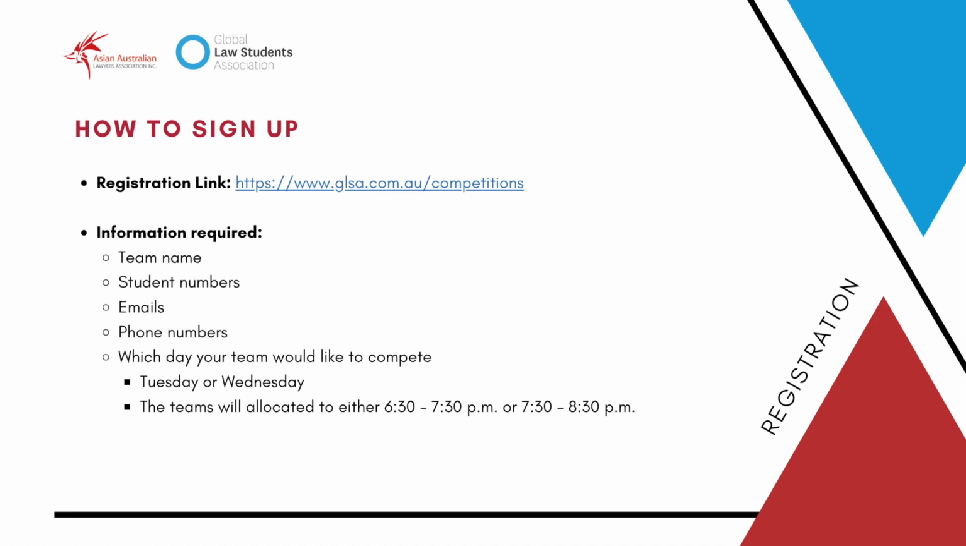Information that's going to be required is your team name, if you have one, and if not you can make one up, your student numbers, your emails, phone numbers, and which day your team would like to compete, either the Tuesday or the Wednesday. Teams are going to be allocated to either the 6:30 to 7:30 time slot or the 7:30 to 8:30 time slot. So you can pick the days, and then we'll allocate you to the times that can work for everyone.